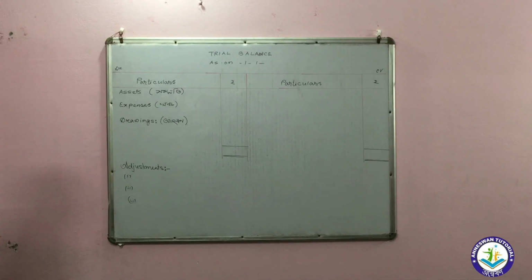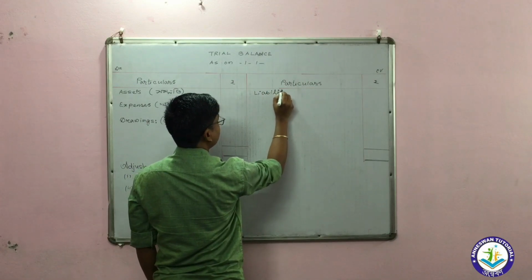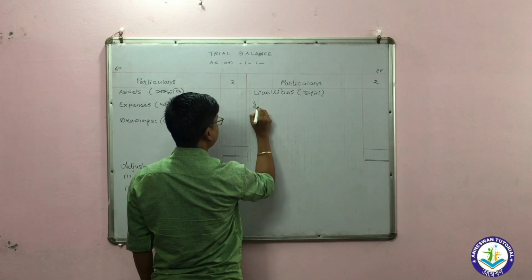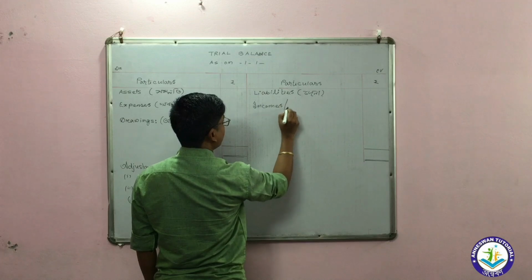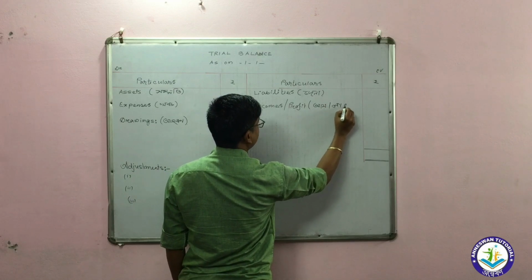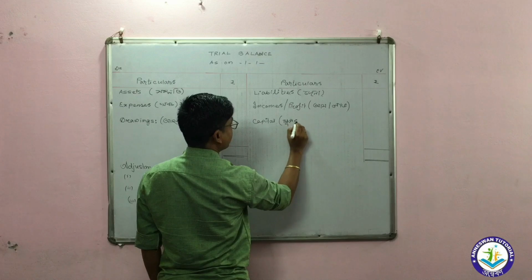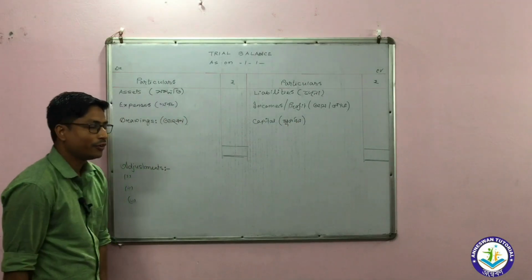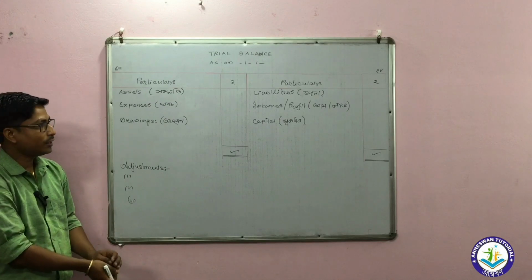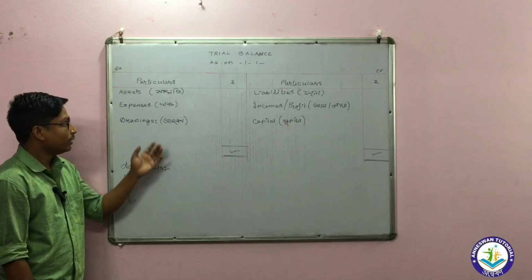Drawings means withdrawals. And the credit side contains the opposite of all these things: the opposite of assets is liabilities, expenses are opposite to incomes or profit, and capital. Dramatically both the sides will be equal. You don't need to do anything, I am talking about a question. The total of the debit side will tally with the total of the credit side.